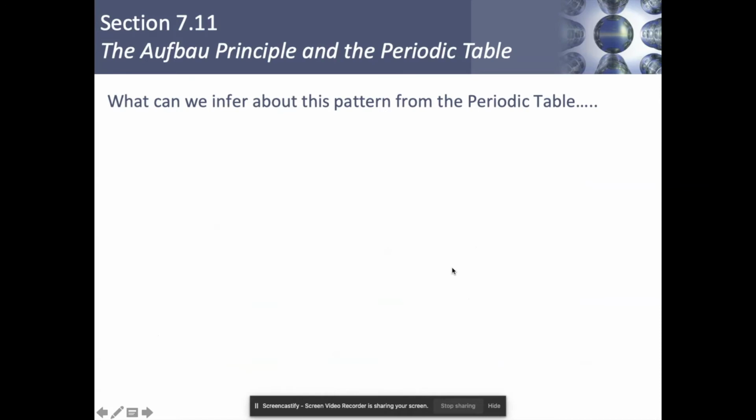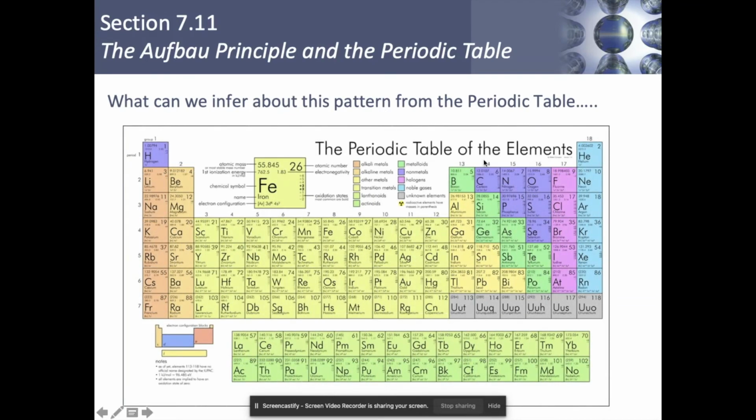Now, what can we infer about this pattern from the periodic table? Okay, so let me tell you that the periodic table is not just useful because it contains all of the elements from the universe. It's important because everything that I just talked about can be found if you know where to look on the periodic table. Now, remember, the number part of the orbital tells you how far something is from the nucleus.